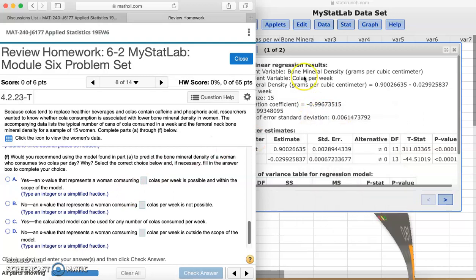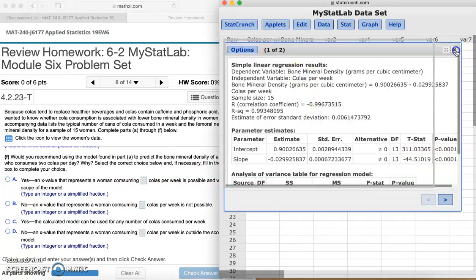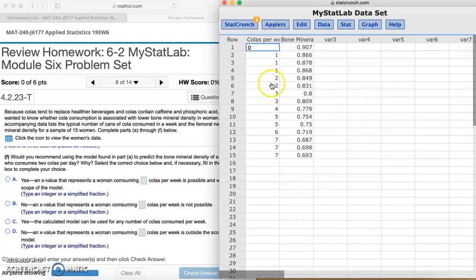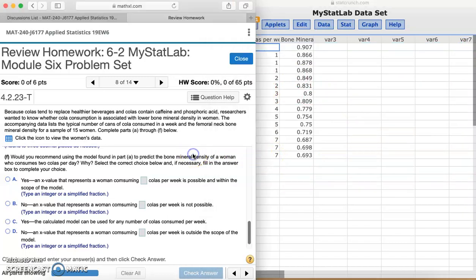So let's take a quick look back at our data set. Is 14 anywhere near that data set? No, this caps out at 7. So right there, that's throwing alarm bells. This number is really far outside of our range.